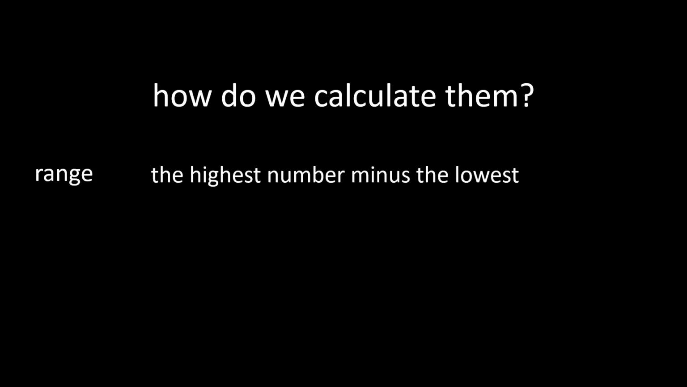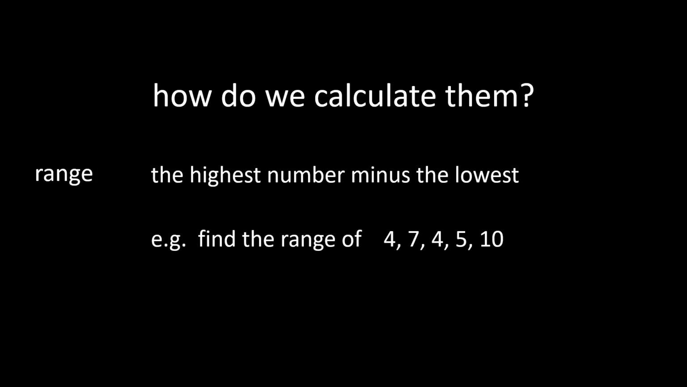And lastly then, how do we calculate the range? Well, the range is the highest number minus the lowest number. So let's go back to our set of data, 4, 7, 4, 5, 10. What's the highest? 10. What's the lowest? 4. So the range is 10 minus 4, and so we'll say the range is 6.